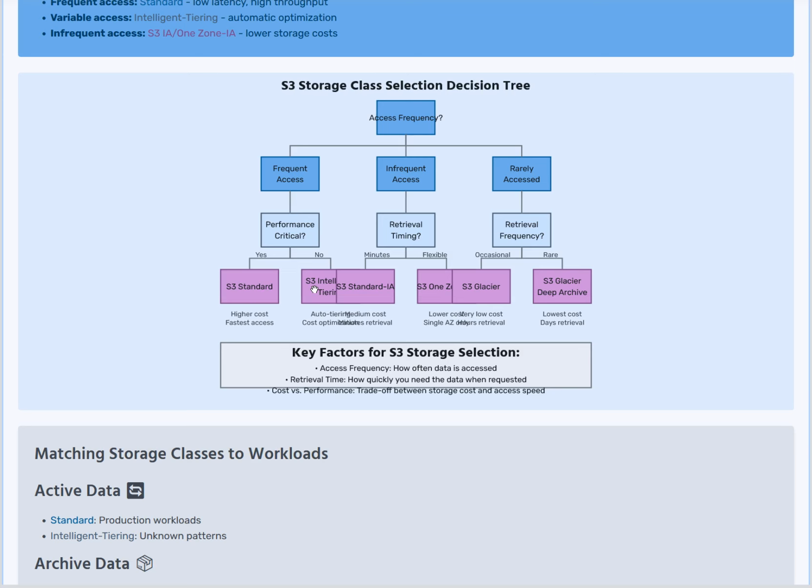And then you can have a look at the rarely accessed. If retrieval frequency is occasional, you can go to S3 Glacier. Glacier is low cost and you can get retrieval within hours. And if it's a rare retrieval, you can go to S3 Glacier Deep Archive, the lowest cost. It takes days to retrieve.